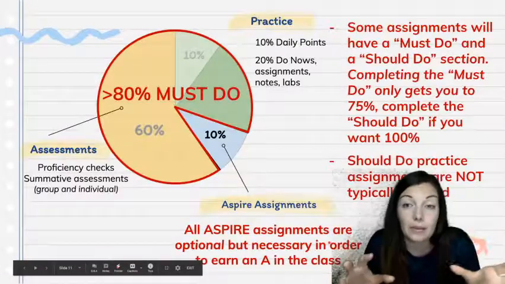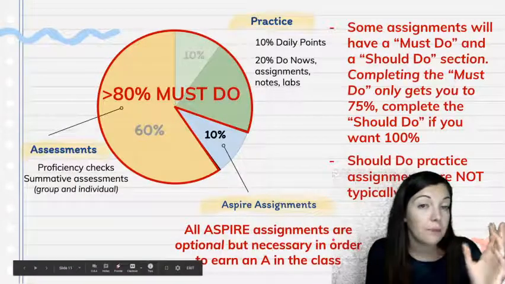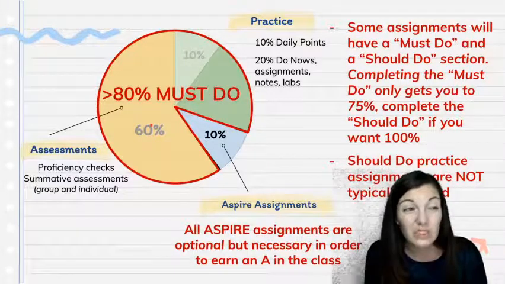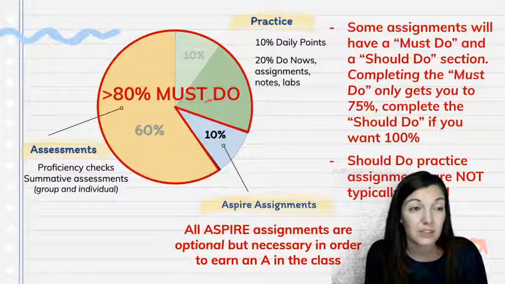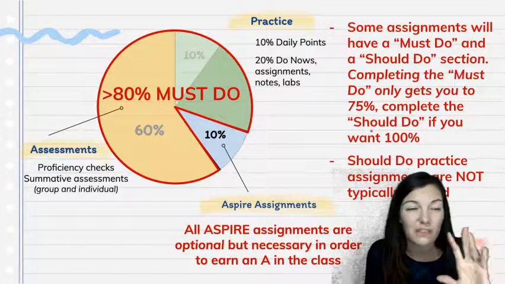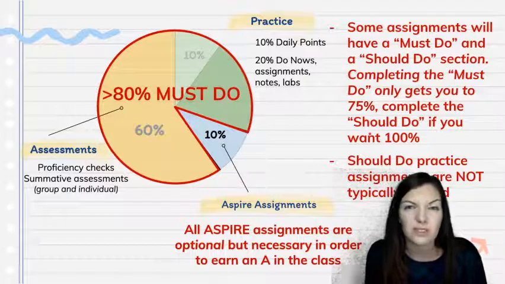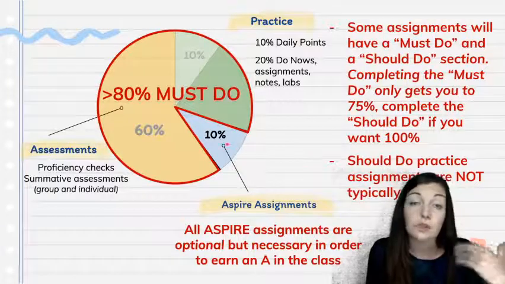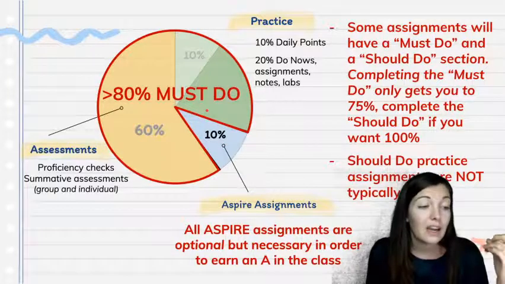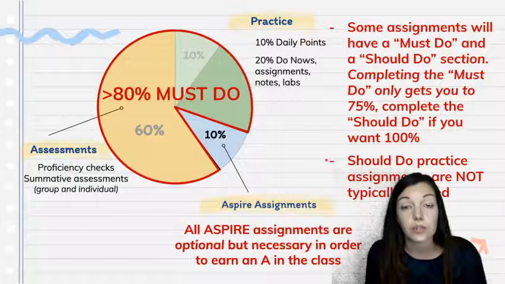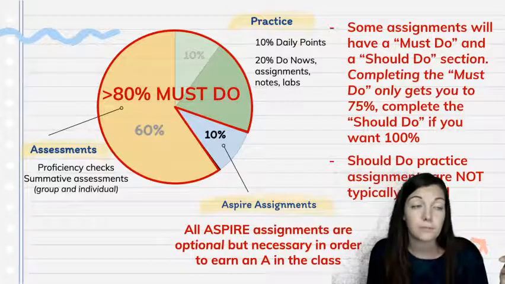So let's apply it to the pie chart. We have our must-dos is over 80% because it's all of our assessments and it's mostly all of our practice over here as well. The only thing that isn't part of the practice that would not be a must-do is those little should-do portions, those every once in a while challenge problems or models, something like that. And then the Aspire makes up that final 10%. Those are not must-dos. Those are completely optional. But if you want to earn a higher grade in the class, they are required. You need to demonstrate that you understand more advanced content and topics in chemistry.